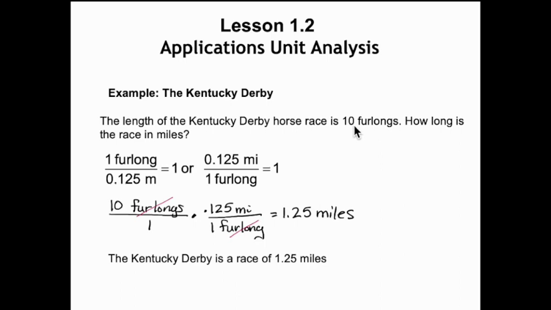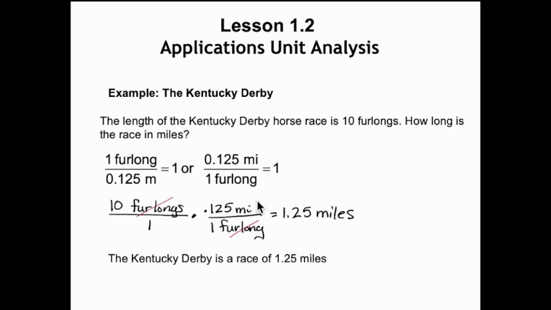So we're going to start with what we're trying to change. We have 10 furlongs and we want to change it into miles. So we start with 10 furlongs and I put that over 1. And then I need to multiply by one of these two factors, and I determine which factor it is by looking to see what I want to cancel out. Since I want to get rid of furlongs, then I want the furlong to be on the bottom. You should have it on opposite sides of the fraction bar. So furlongs are going to go on the bottom and then miles on the top.